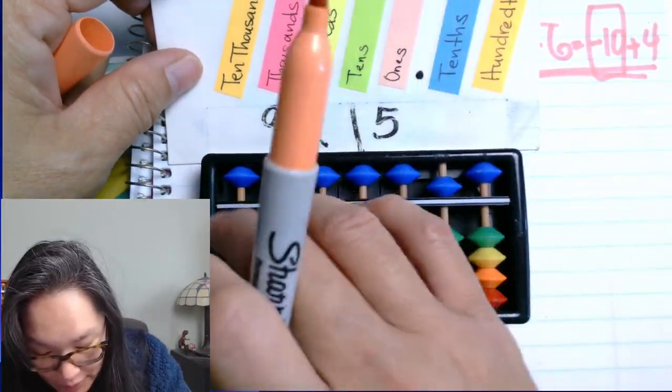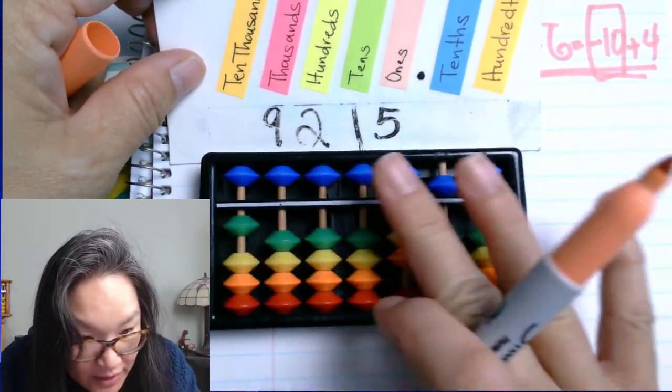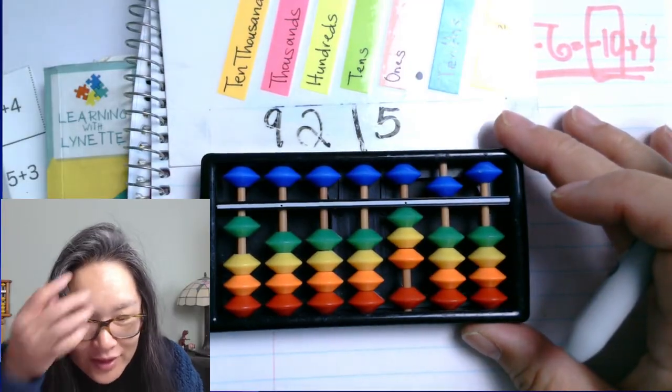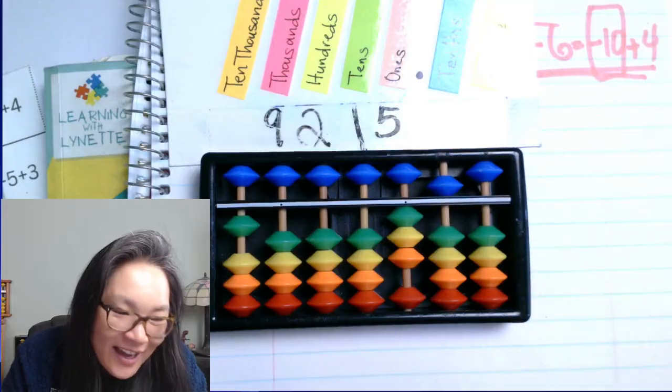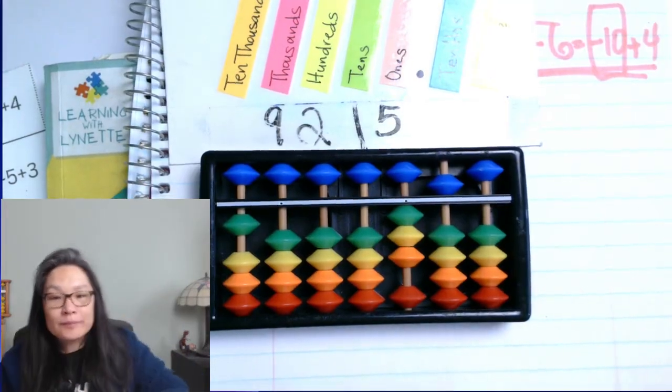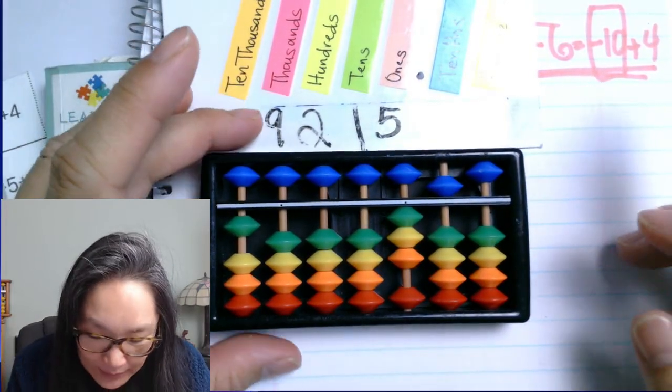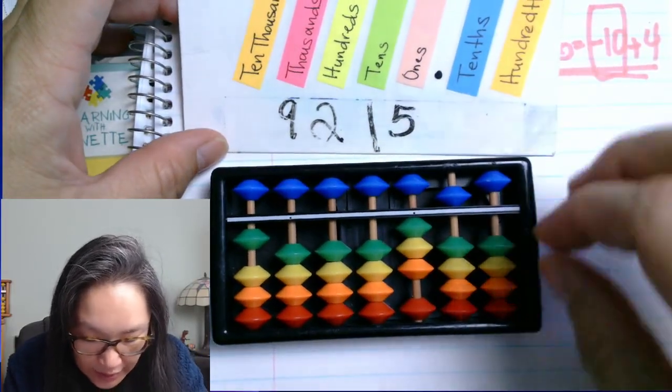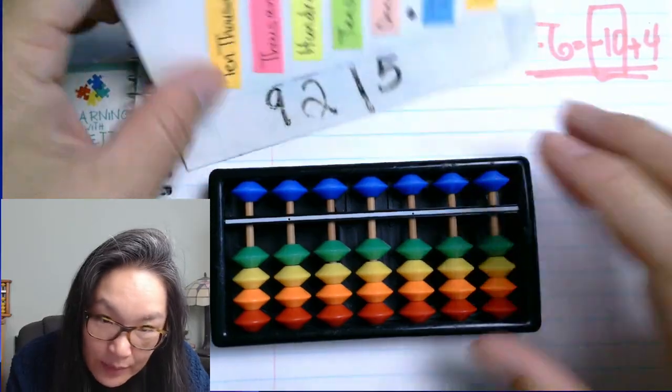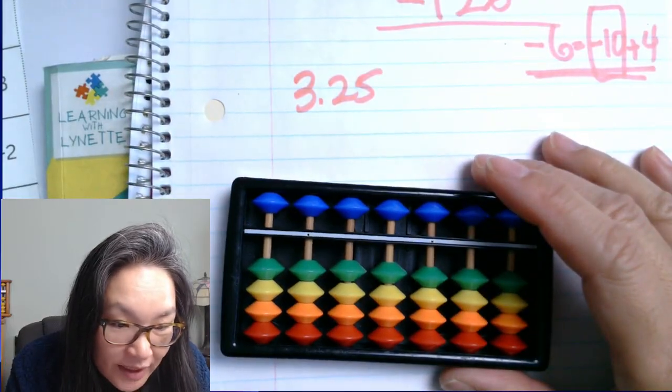What we do is we understand how to read the abacus. When we understand how to read the abacus, all right. So what does that mean? It means that we just need to understand how to read the abacus. When we understand how to read the abacus, then we can do adding, subtraction, multiplication, and division.